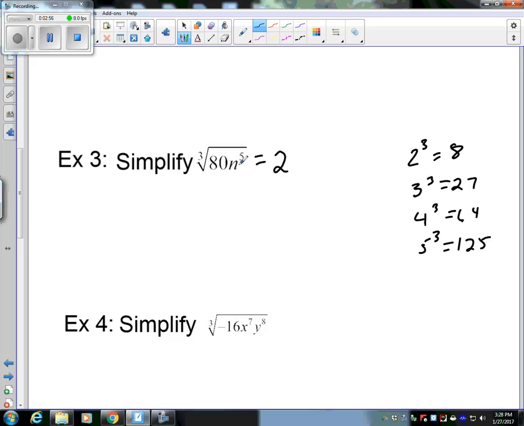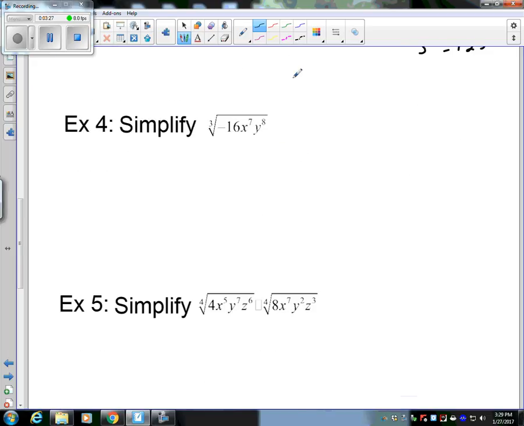So n to the 5th, there's 5 n's. How many groups of 3 can I take out of 5? 1. And then what's left over. So 80 divided by 8 is 10. And then there were 3 n's that we took out to make this one n. And the cube root of n to the third is n. And then there are 2 n's left over. Again, can be done with the trees.